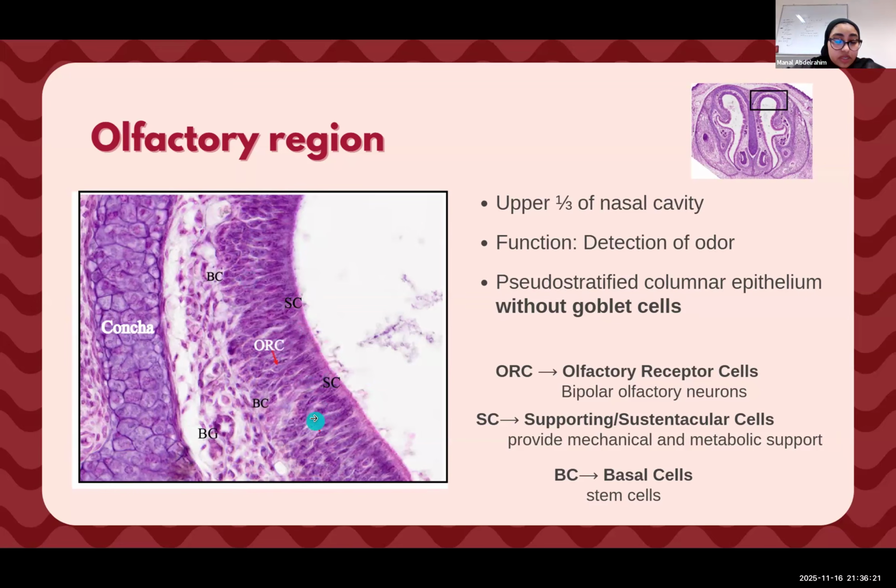But if they were to bring you this, also the main focus of histo, usually in OSPE, is that they would bring you a picture. They would ask you, identify the epithelium, identify the function. So the main parts are for you to know the epithelium, know the function, and know the slide.